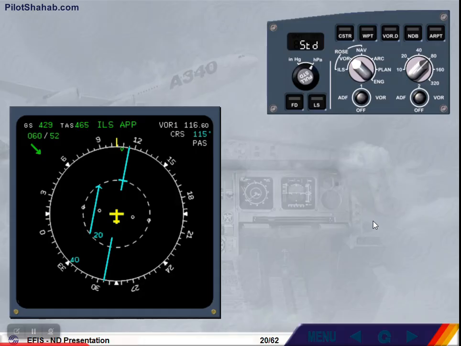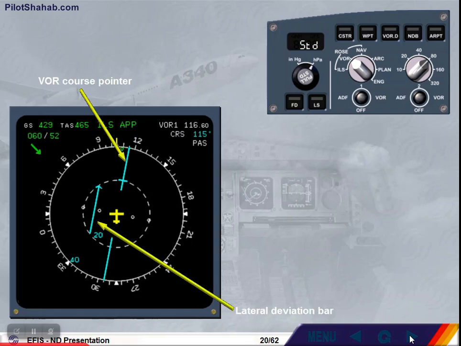The ROSE VOR mode is another raw data display. On the display, there is now a course pointer and a lateral deviation bar for the VOR. In this case, VOR 1. Like ROSE ILS, the information about the tuned frequency, the selected course, and the nav aid identifier, here Papa Alpha Sierra, PAS, is displayed in the top right-hand corner.